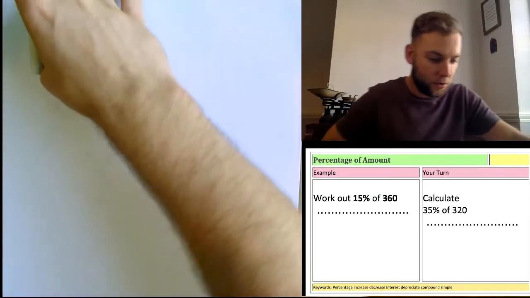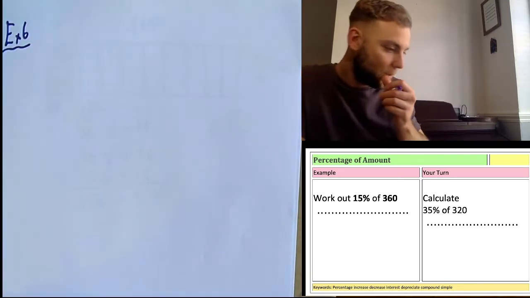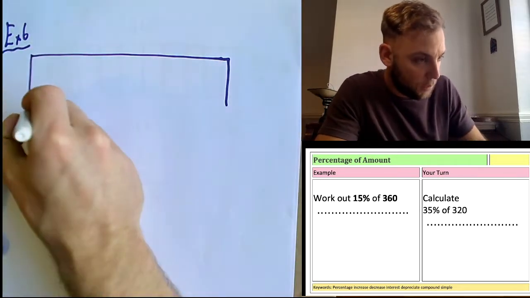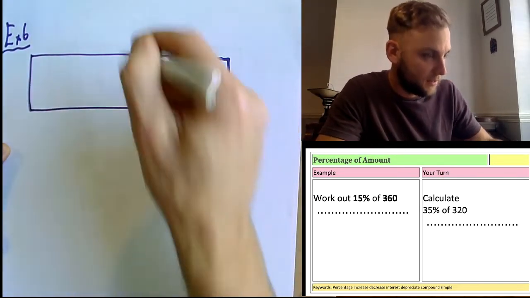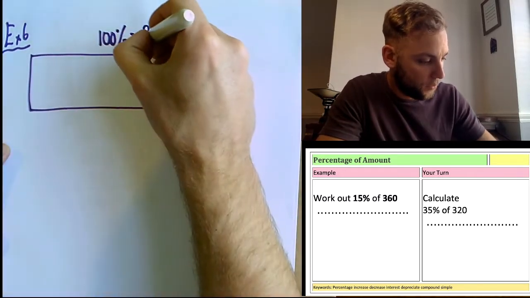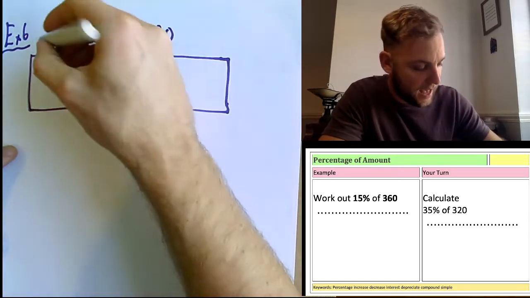Okay, so I'm going to show you this one here. This now is example 6. We've got our bar here, which we know represents our full amount, 100%. So 100% is equal to 320 in this case. I'm going to split it up into 10.